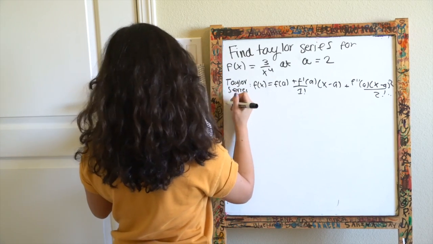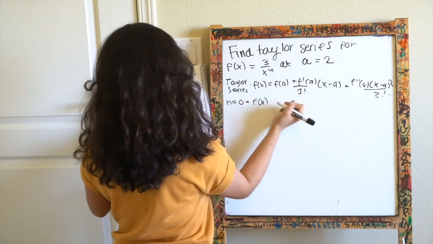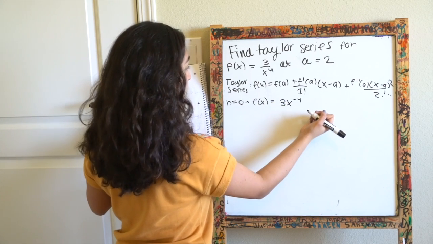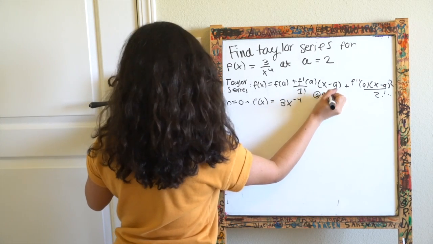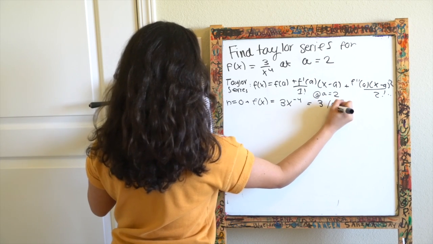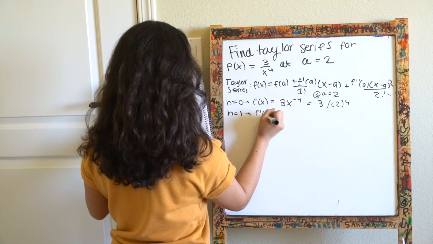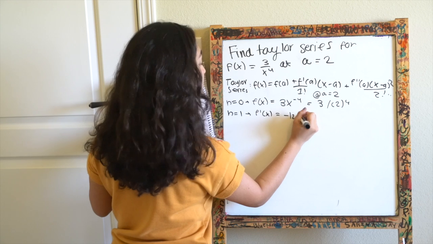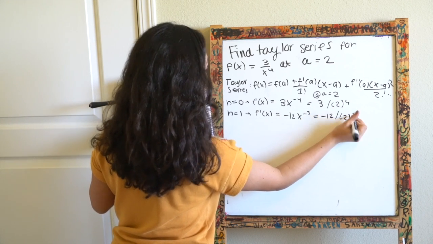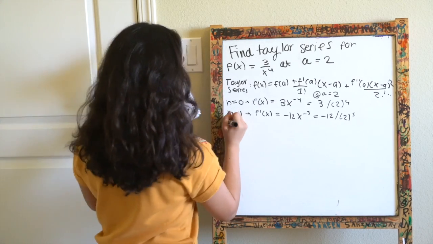So at n equals 0, we know that the function is going to remain as f of x, and f of x, as we know before, is 3x to the negative 4. And if we evaluate it at a equals 2, we know that this will equal 3 over 2 to the 4th. For n equals 1, we know that f prime of x equals negative 12x to the negative 5th, which equals negative 12 over 2 to the 5th at a equals 2. We will repeat this step for f double prime of x and f triple prime of x.